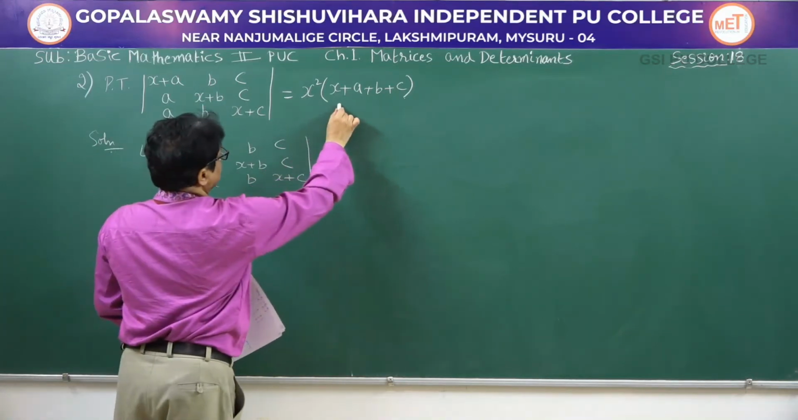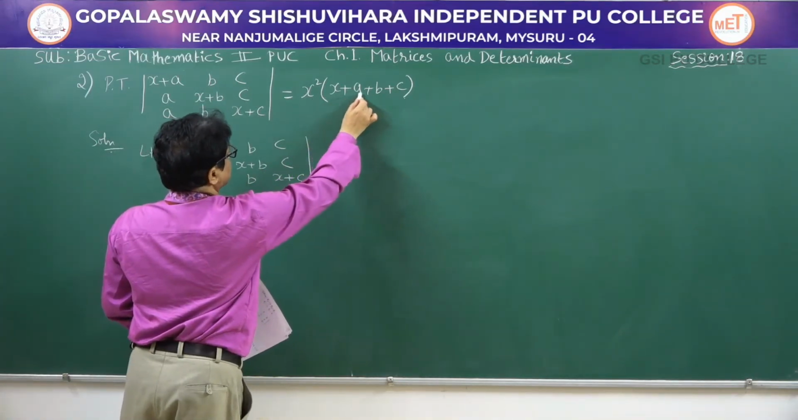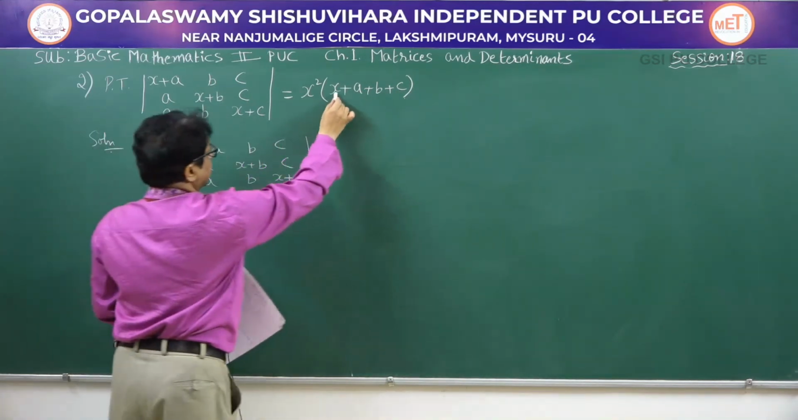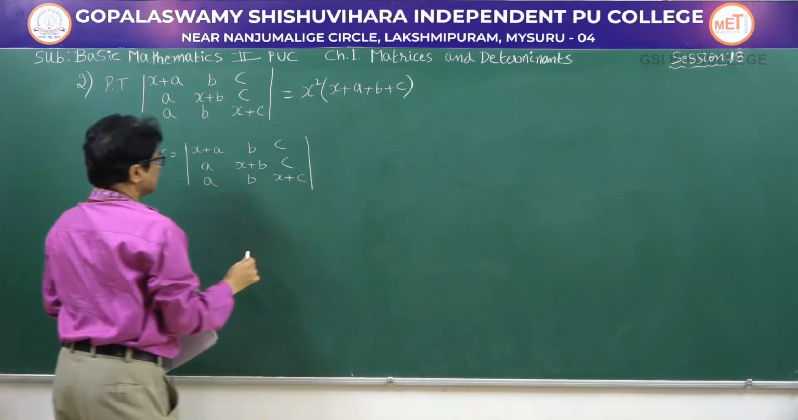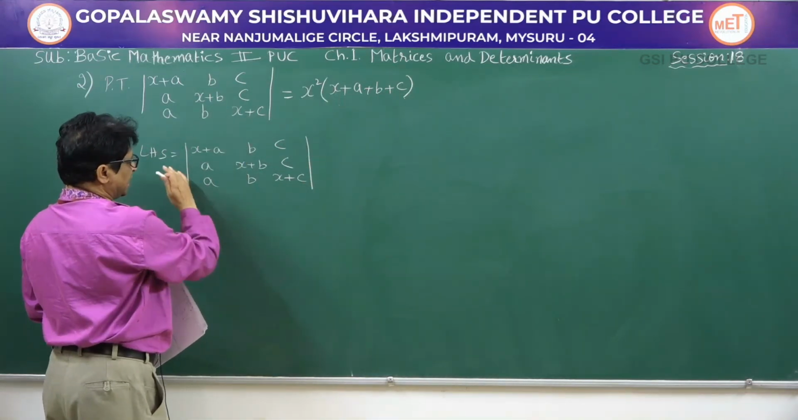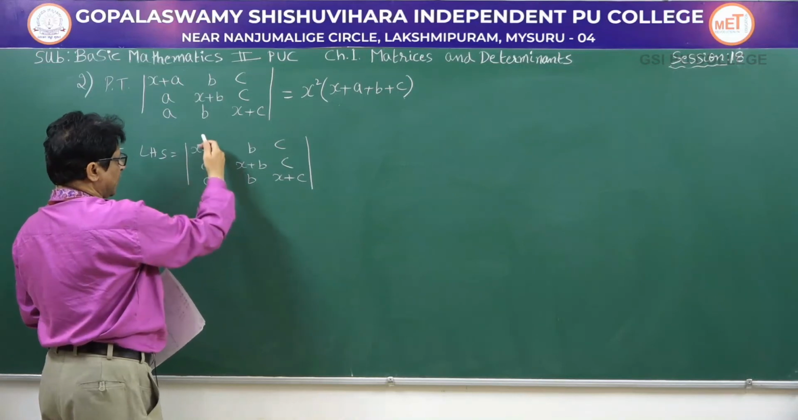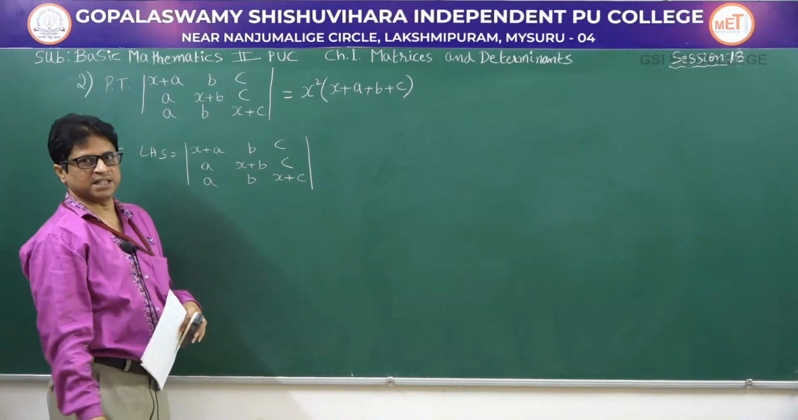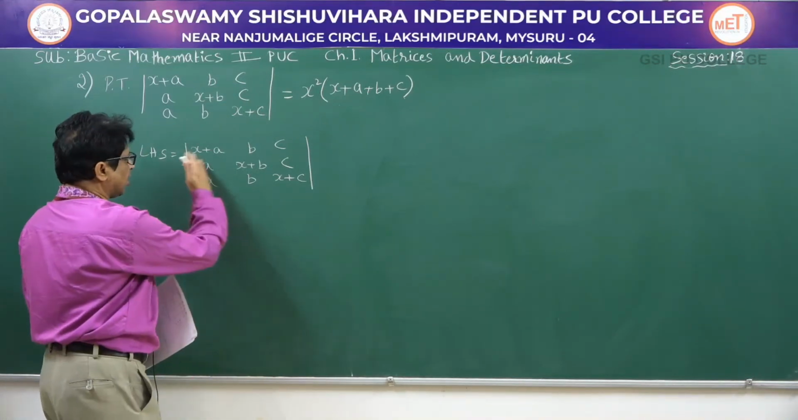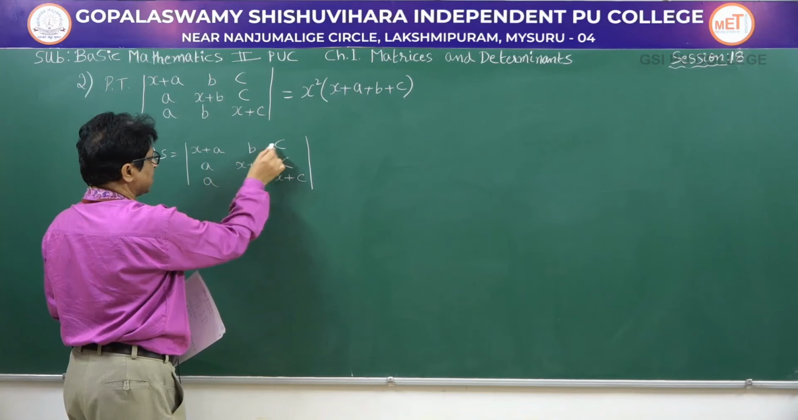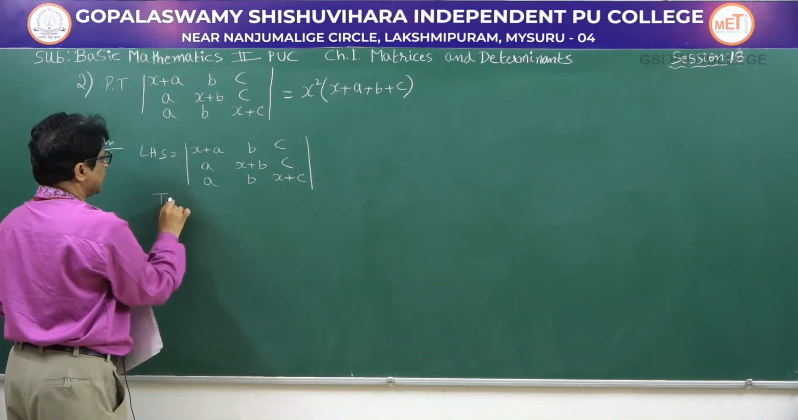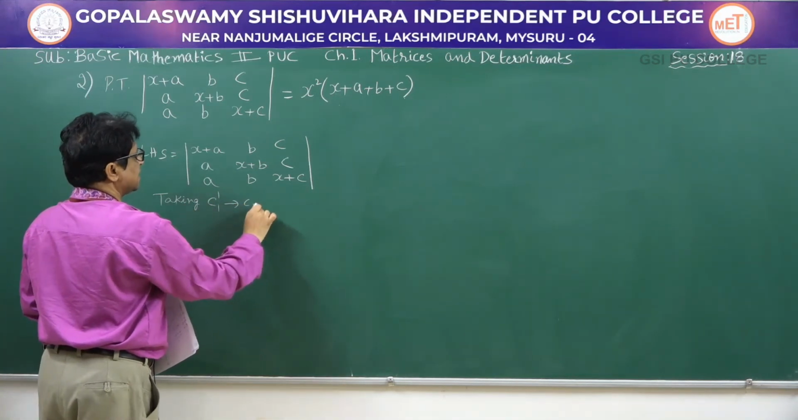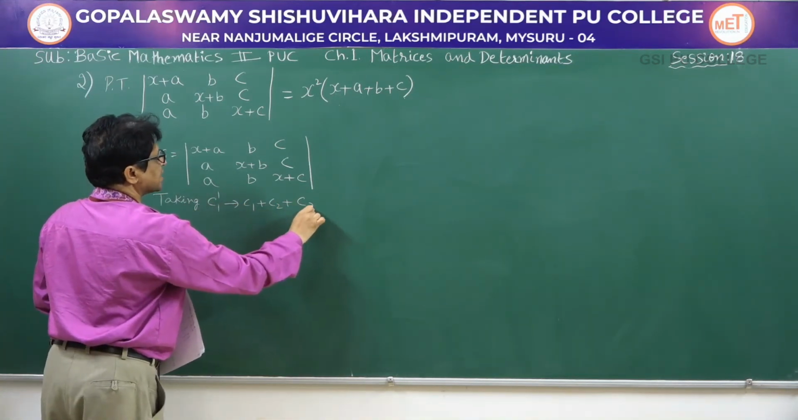If you observe the answer, it should be x square into x plus a plus b plus c. See, if you add row wise, you will not get x plus a plus b plus c. Therefore, it is better to add column wise. You will get x plus a plus b plus c. So, taking C1 dash as C1 plus C2 plus C3.